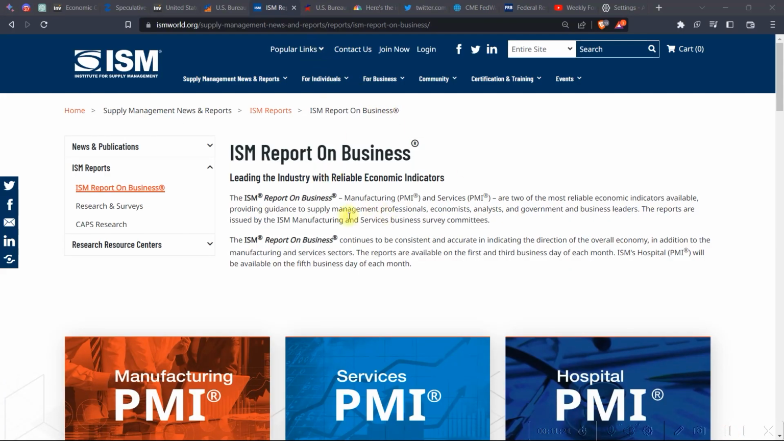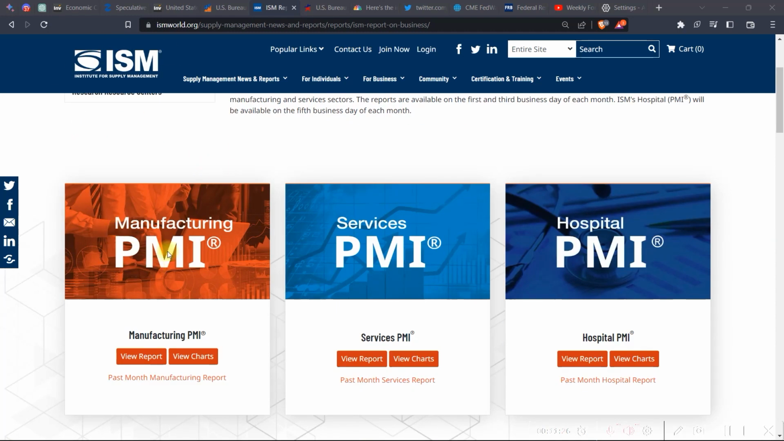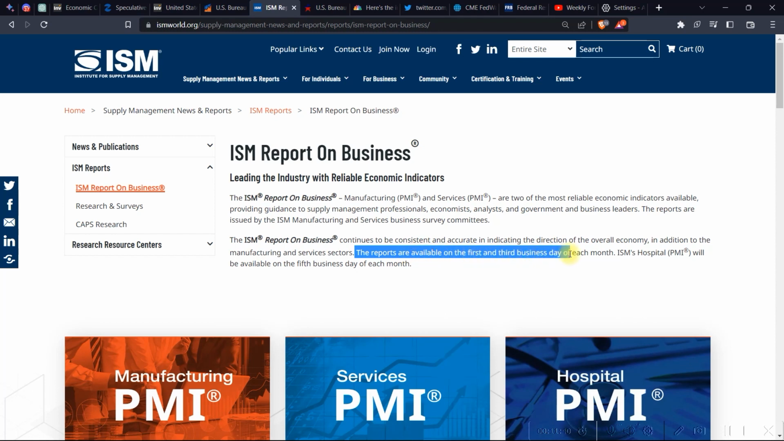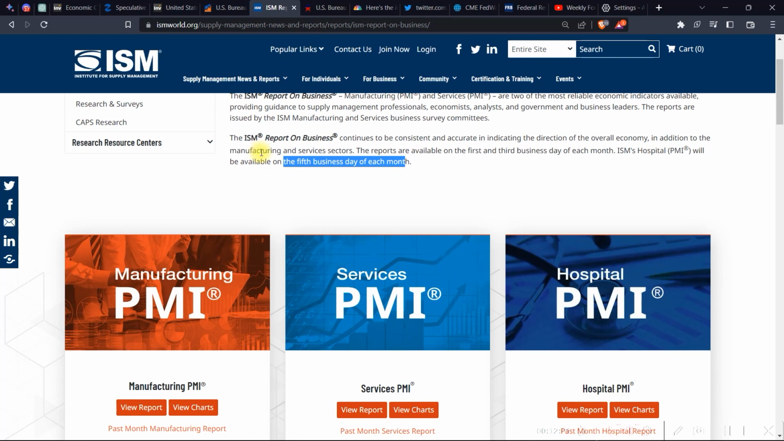This is it. This is the ISM website, Institute for Supply Management. As you can see here, these are the manufacturing, services, hospital PMIs. The PMIs are released here on the first business day of the month. These reports are available on the first and third business day of each month. ISM Hospital PMI is available on the fifth business day of each month. So this ISM is a private organization. They release very important economic indicators about the US economy. These PMI reports are very important leading indicators.